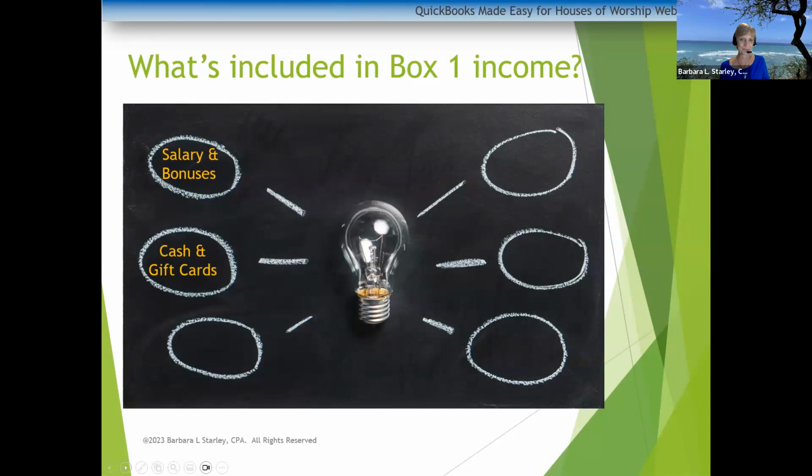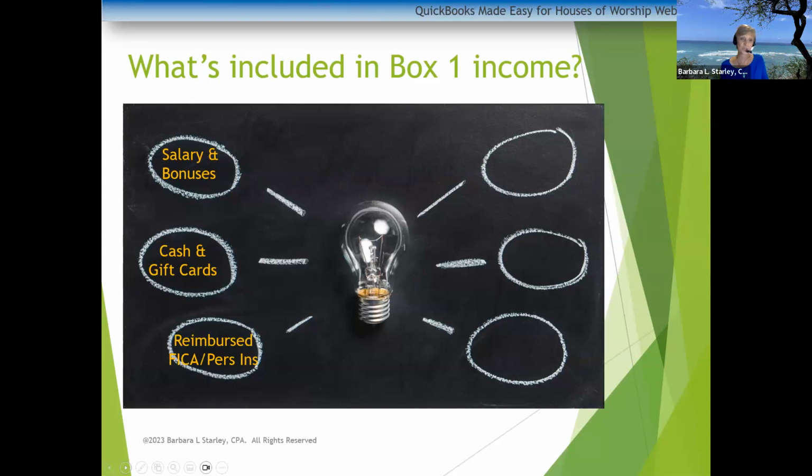Cash and gift cards. This is something that a lot of people overlook. They go, well, we just did a gift card for $100. All the employees got a $100 gift card at the end of the year. That's considered a cash equivalent, and the IRS wants that on the W-2 as additional box 1 income.